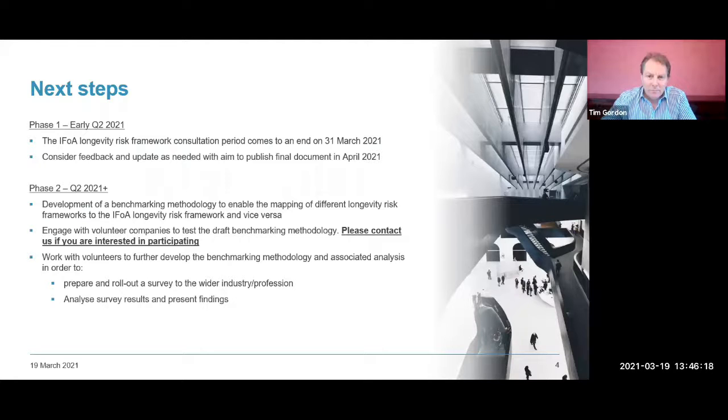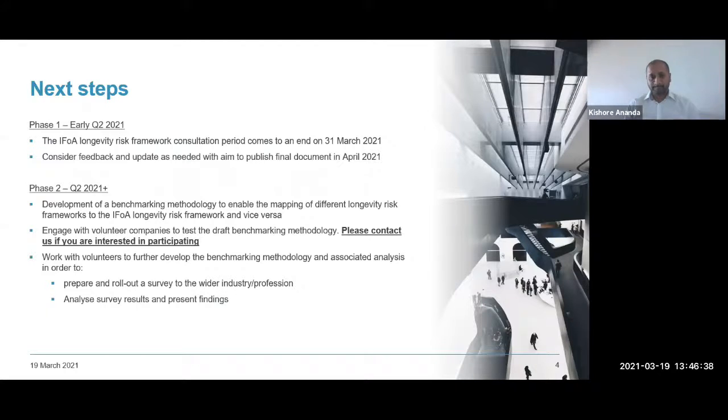And the final stage of this phase will involve working with the volunteers to further develop the methodology and the associated analysis to prepare and roll out a survey to the wider industry, and analyze the subsequent survey results and present the findings back to the profession.